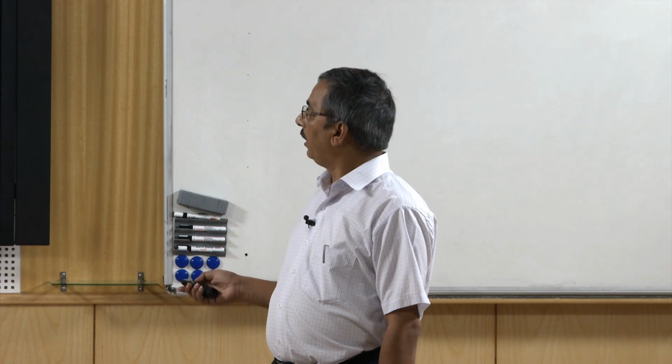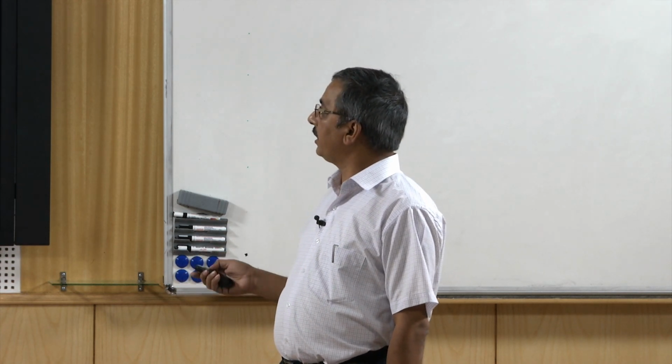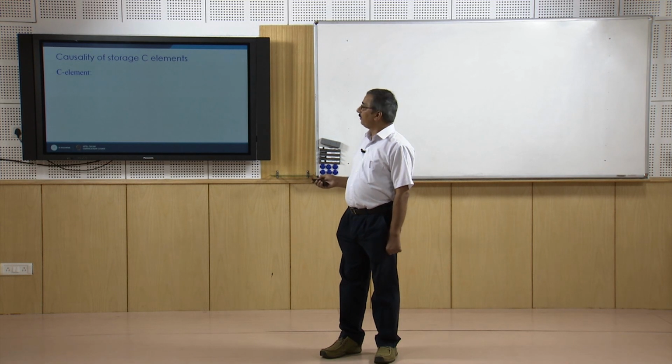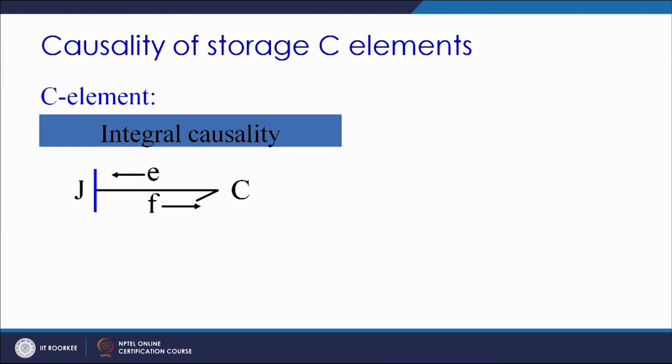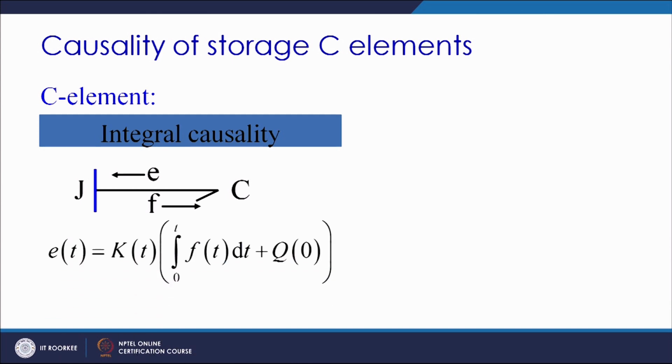Next, let us see the causality of the storage C element. Now, for the C element the integral causality is like this, that is they receive flow and they return the effort. Why? Because for the C element this is the expression which is applicable, that is the flow being integrated, and if it is multiplied with some constant it returns the effort. So, C elements receive flow and return the effort.